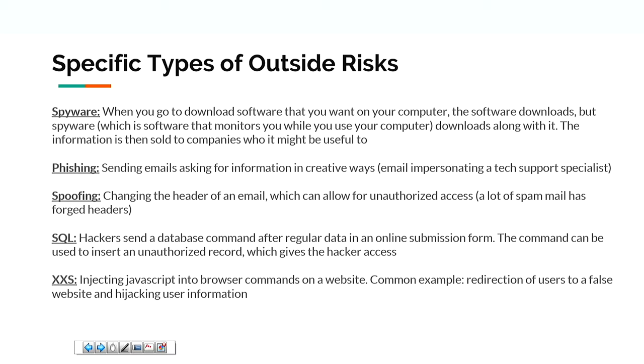So here are some specific types of outside risks. Spyware is one where you go to download software onto your computer. The software downloads, but this spyware, which is software that monitors you while you're on your computer, also downloads along with it. The information obtained by this spyware is then sold to companies who it might be useful to.